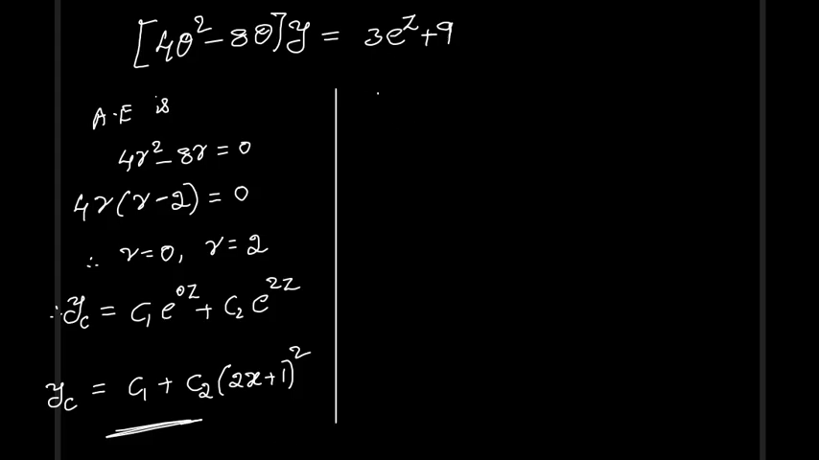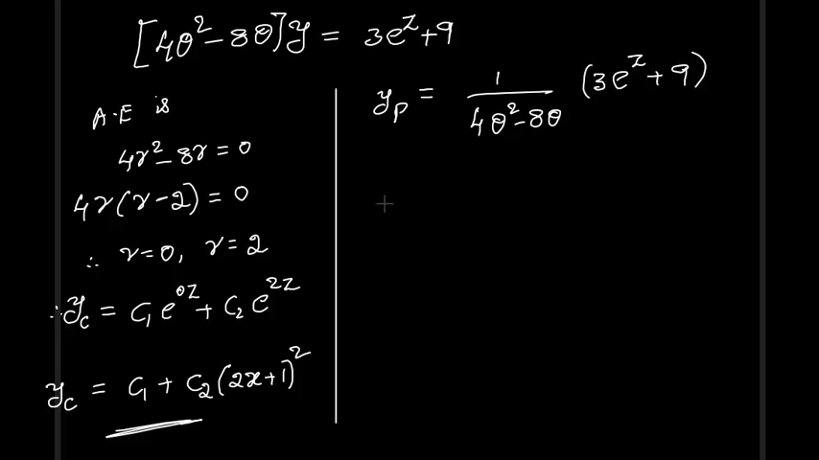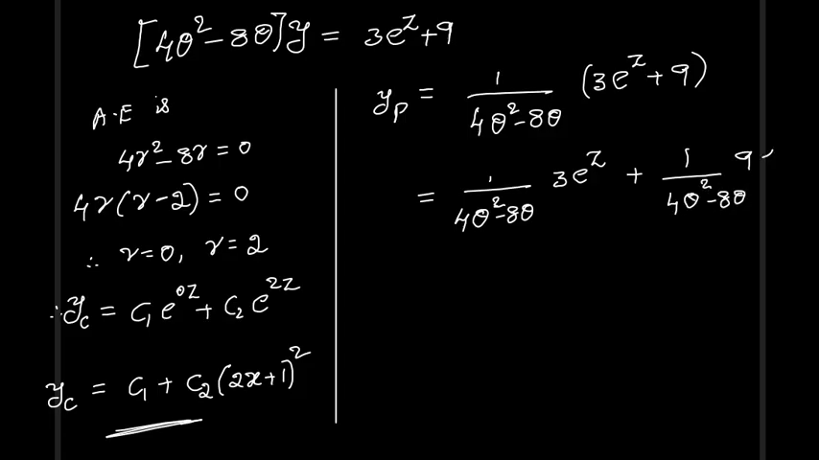So for that what will you do? The particular integral equals 1 over (4θ² − 8θ) acting on 3e^z + 9. And it's easy because e^z you have, so directly you can put θ equal to 1, and this 9 you can see as e^(0z). Let me write one step: 1/(4θ² − 8θ) on 3e^z plus the same thing on 9e^(0z).